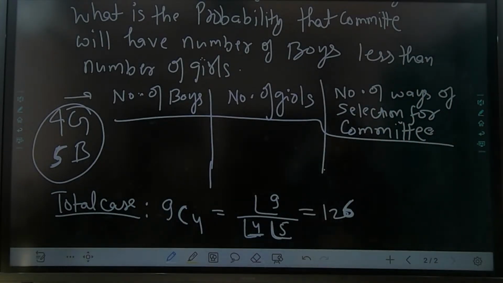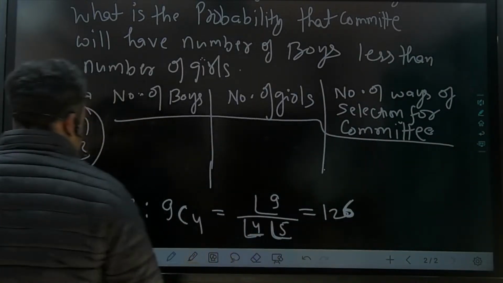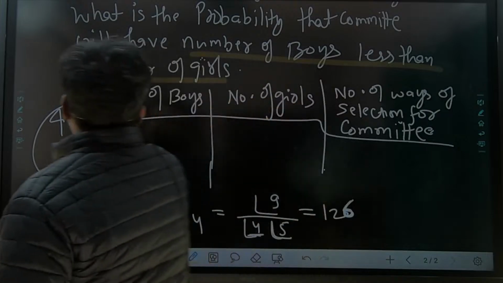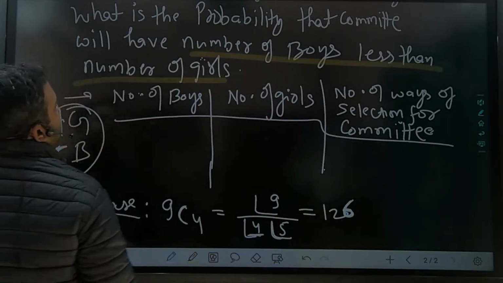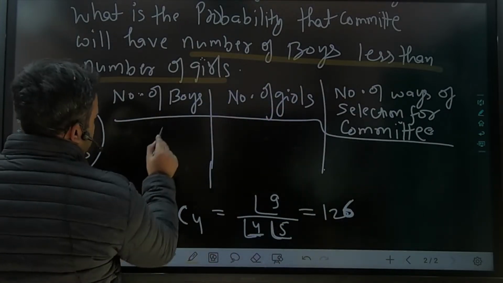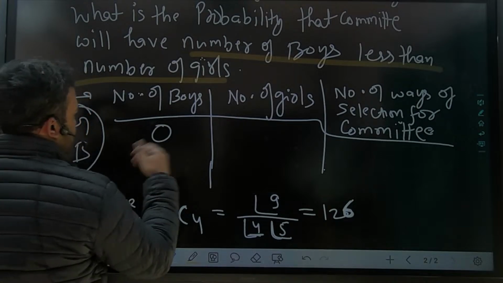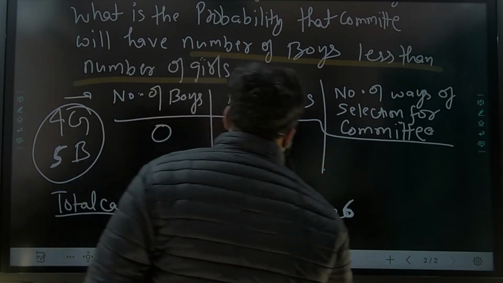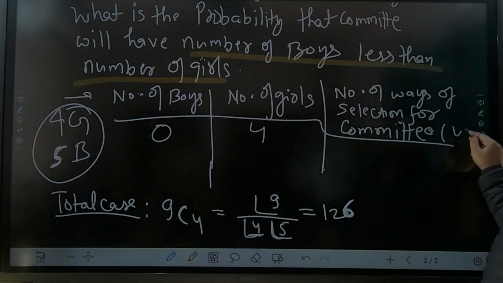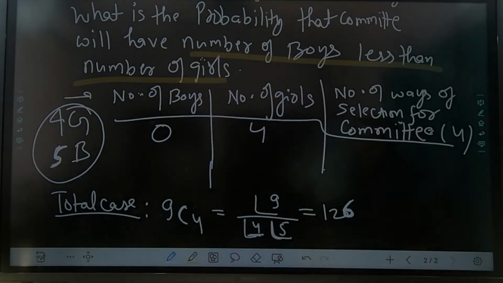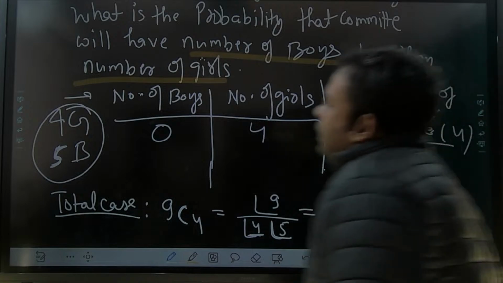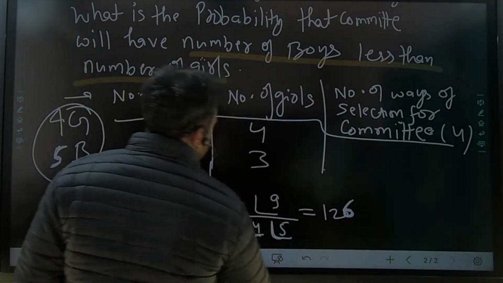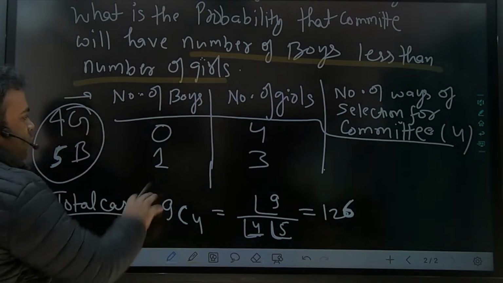Now, we have to find the favorable cases. Favorable cases means the number of boys should be less than the number of girls. So what are the possible cases? The number of boys has to be less, so boys can be 0. If boys are 0, the whole committee will consist of girls only, so 4 girls. This is favorable. Let's say I increase the number of boys to 1. How many girls will we have? 3. This is also favorable.